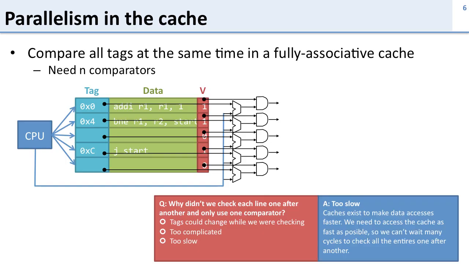Well, the reason here is it's too slow. We need to have our caches be really fast because the point of the cache is to access the data quickly. So if we have a large cache and have to check each line one after another, that's going to take a long time. So we want to speed up the cache by checking all of them at the same time. So that's why we have to check them all at once.